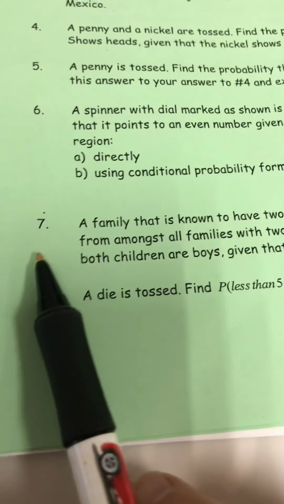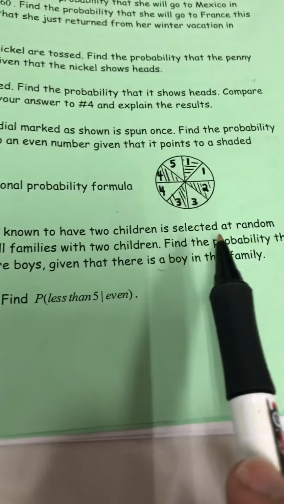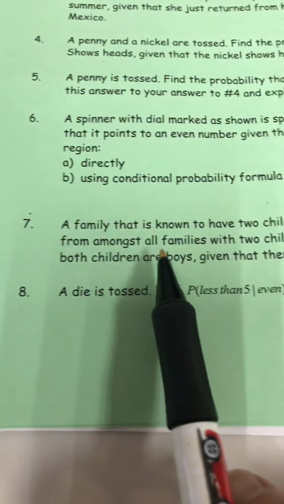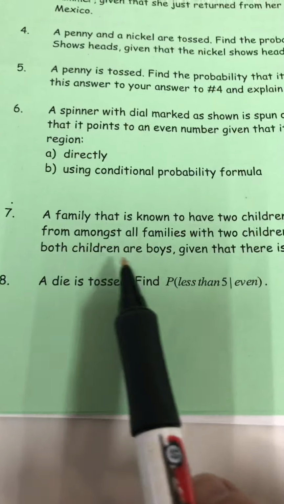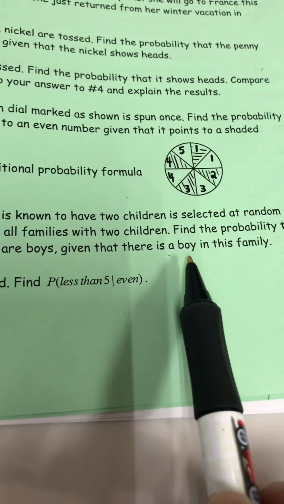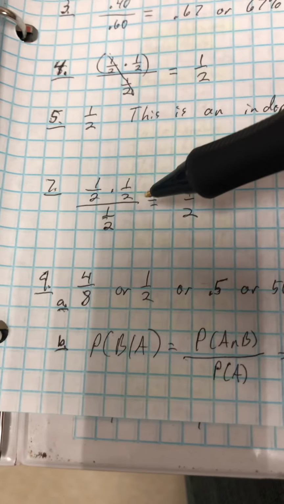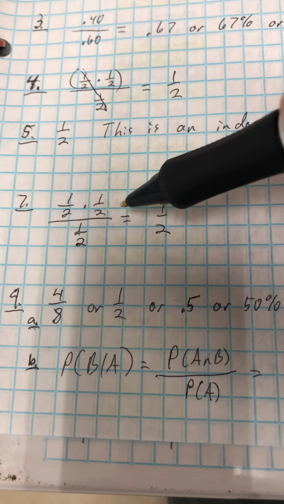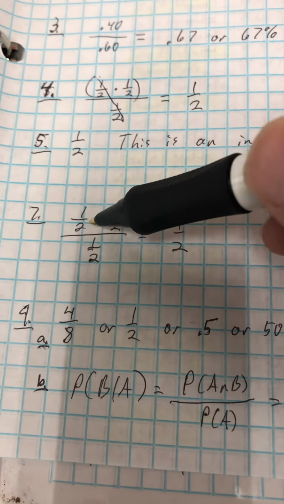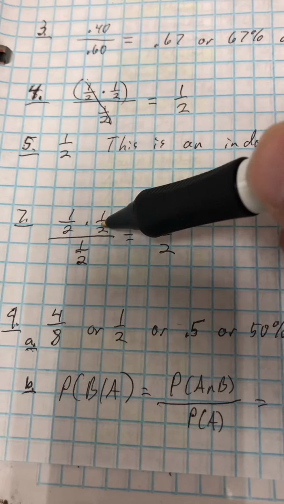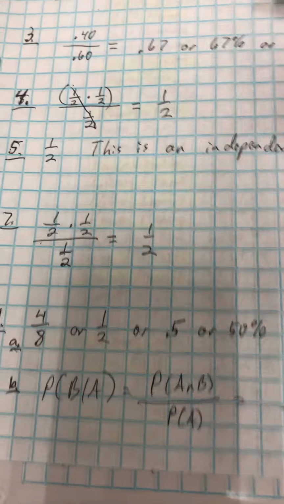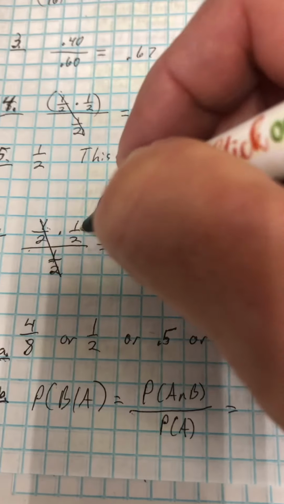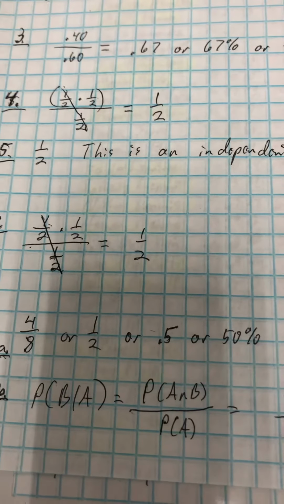So moving on down to number seven, a family that is known to have 2 children is selected at random from amongst all families with 2 children. Find the probability that both children are boys, given that there is a boy in this family. I know it's a little bit different in your answers, but maybe those answers are wrong. What I got is going to be a lot like number 4, where you got a 1 out of 2 times a 1 out of 2, given that the 1 out of 2 has occurred. So once again, these two would cancel out, and you would have a 1 out of 2 chance.